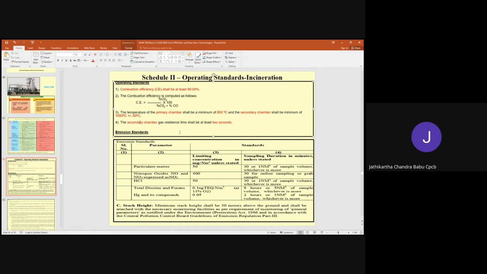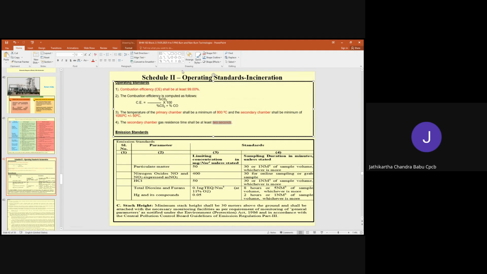In the secondary chamber, gas residence time shall be at least 2 seconds. Therefore you have to maintain a residence time of 2 seconds. And always, please kindly remember these values, otherwise it is difficult for you.